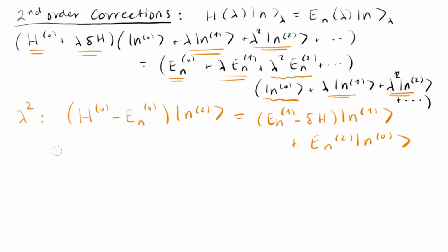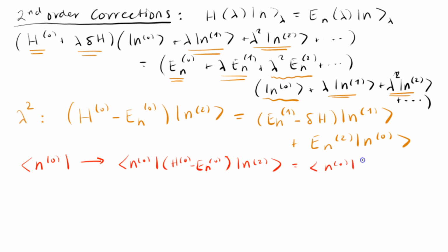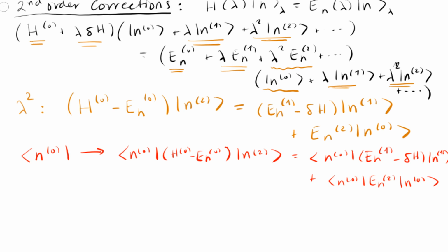And now what I want to do is attack this from the left, the same thing that we did before. I'm going to attack it from the left with N0 first, and let's see what we get. So let me just write it out real quick. N0, H0 minus En0, N2. Now, at a certain point, this gets extremely laborious, but you just gotta go with the motions. And then plus N0, En2, N0. Alright, so let's see what we got here.